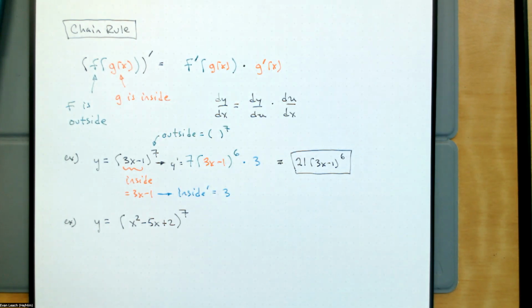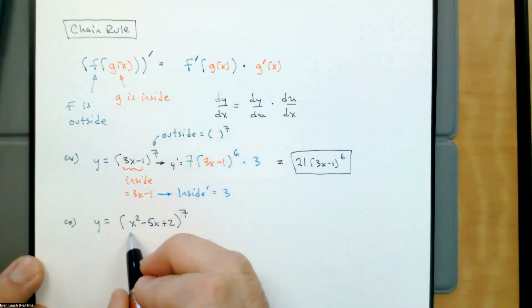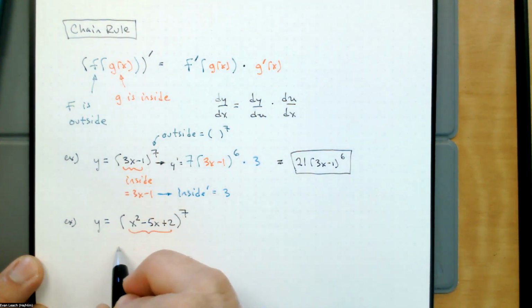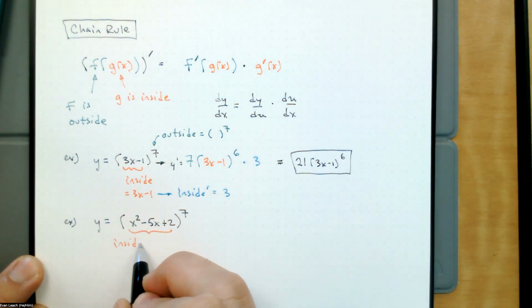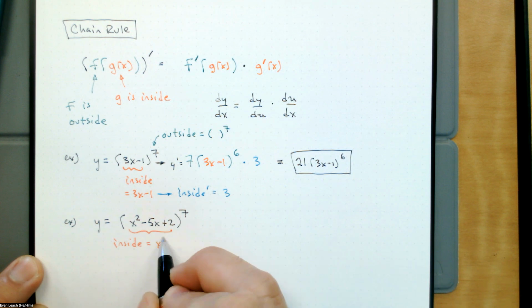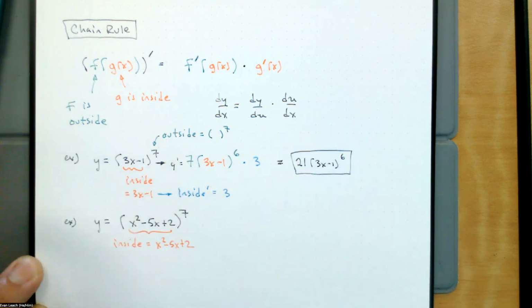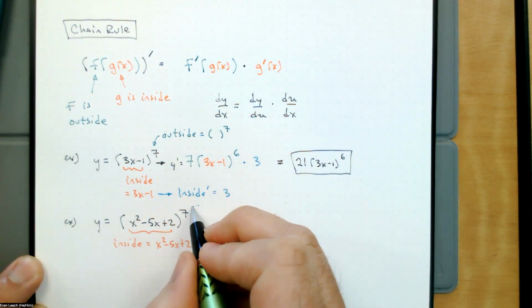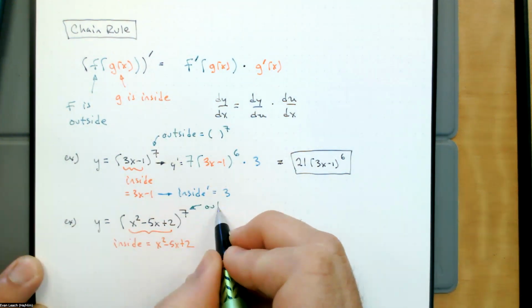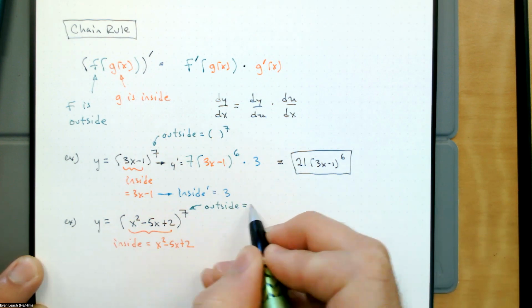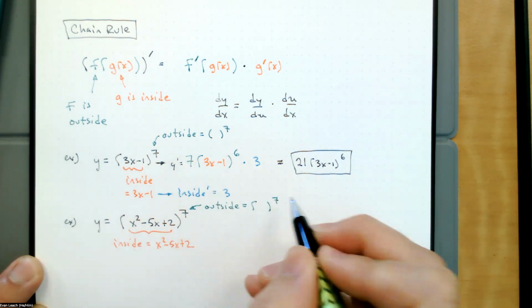Here I have the same outside function. I have something to the 7th power. That's the big picture of what's going on. And we can see that the inside is x squared minus 5x plus 2. That's our inside. So we're thinking here's our inside. Our outside is something to the 7th power.